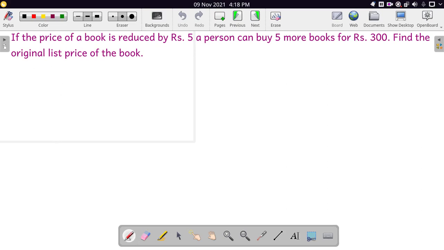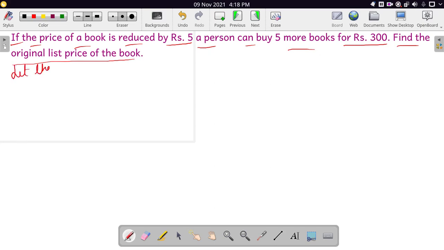Okay, so let us read this sum. If the price of a book is reduced by ₹5, a person can buy 5 more books for ₹300. Find the original list price of the book. Now look at this question very carefully. We need to find the original list price, so what we need to find, we will always assign it to be x.